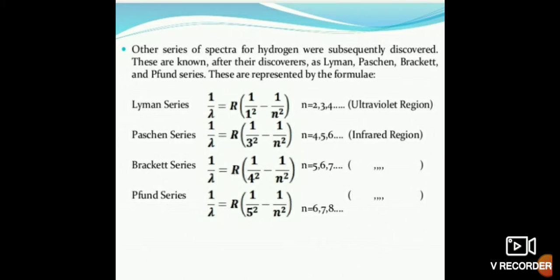Brackett series: 1/λ = R(1/4² − 1/n²), where n = 5, 6, 7. This is also in the infrared region. Pfund series: 1/λ = R(1/5² − 1/n²), where n = 6, 7, 8 and so on. It is also in the infrared region.